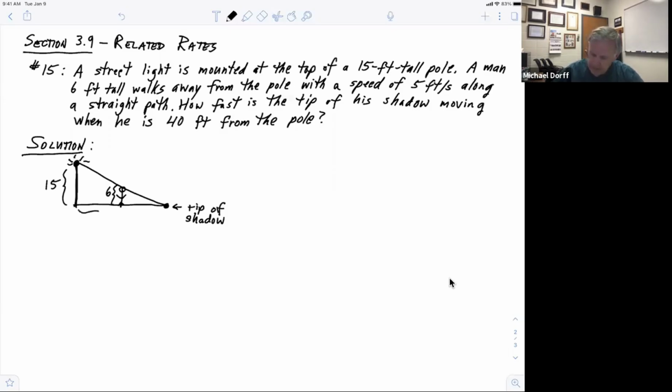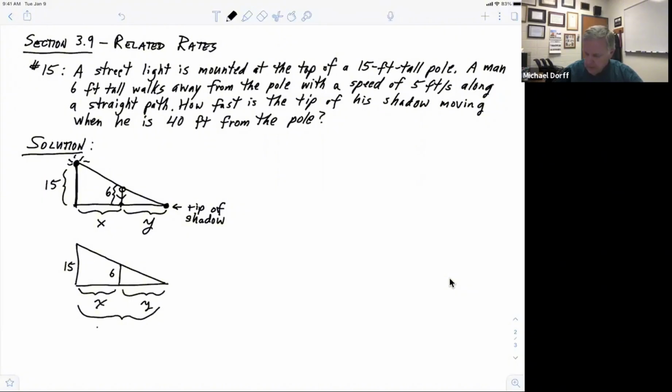So we're going to need this distance here, the distance from the pole to the man. We're going to call that x. But we're also going to need this distance here, y. So that gives us x and y there, and the numbers 15 and 6. And I'm just going to draw another triangle to make it a little bit clearer. This is 6, this is 15, here's x, here's y, and this whole thing here is x plus y.